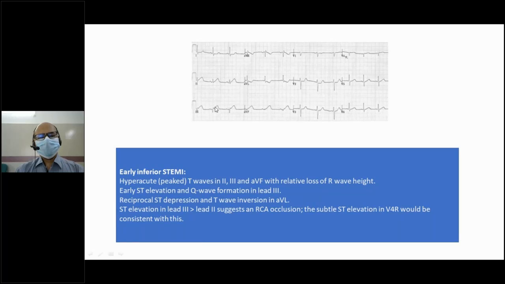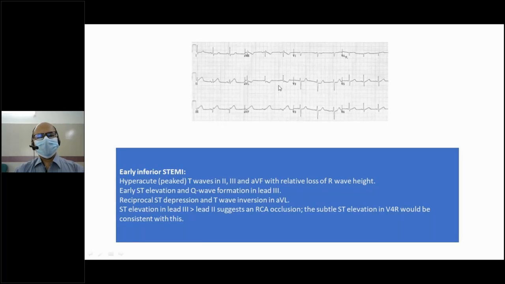Hyperacute T waves, big T waves in 2, 3, and aVF, and relative loss of R wave height. This is loss of R wave, with pathological Q waves and early ST elevation and Q wave formation. This is ST elevation and pathological Q waves, and this is reciprocal change.